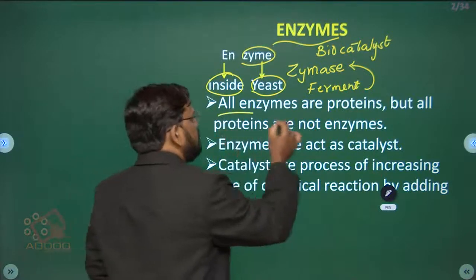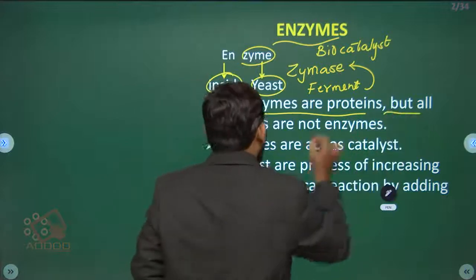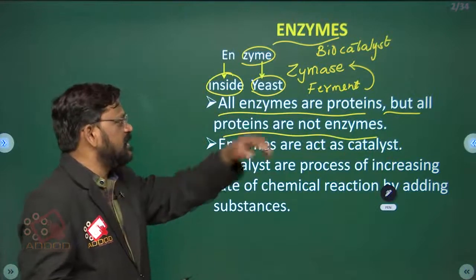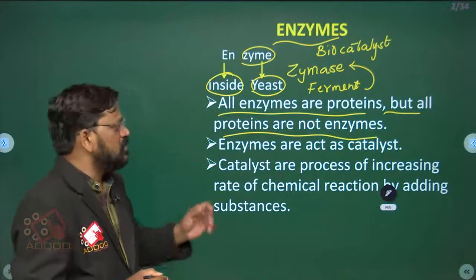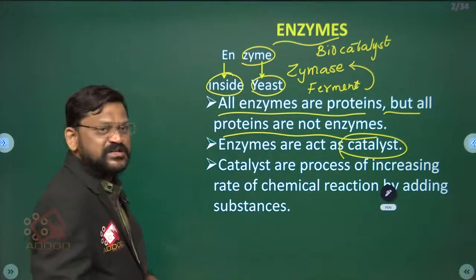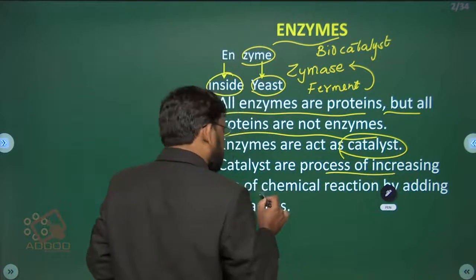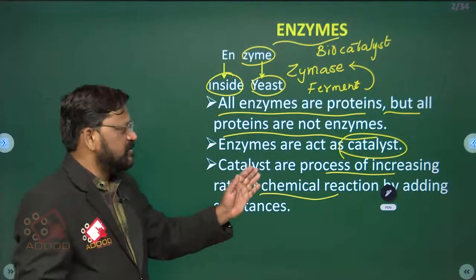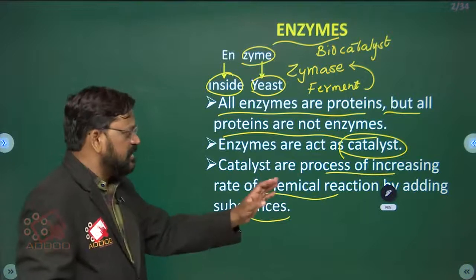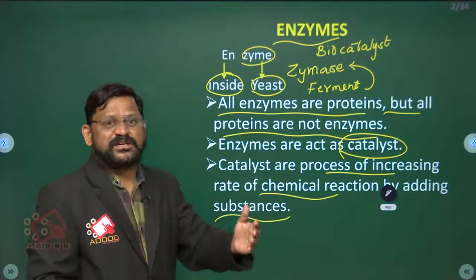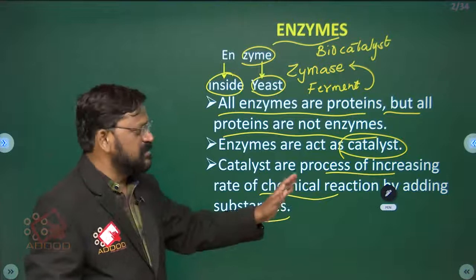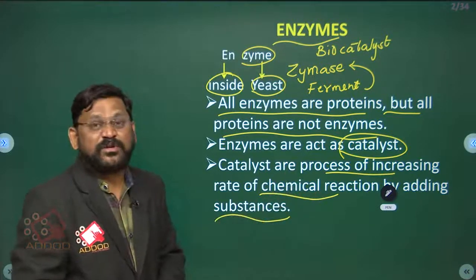What are enzymes? All enzymes are proteins, but all proteins are not enzymes. Enzymes are made up of proteins. Simply speaking, enzymes act as a catalyst. What is a catalyst? The one which increases the rate of chemical reaction by adding substances. It only speeds up the reaction, never participates in the reaction, and never disturbs the equilibrium of the reaction. So an enzyme is a catalyst which can only speed up the rate of a chemical reaction.